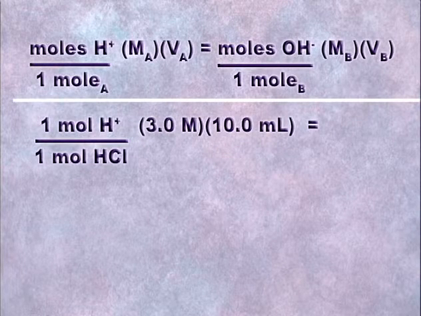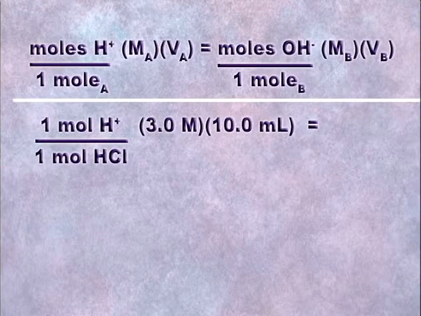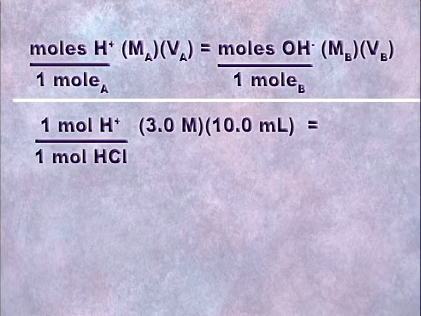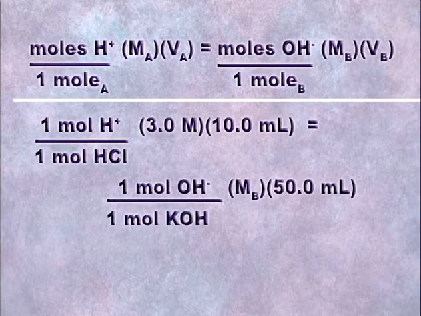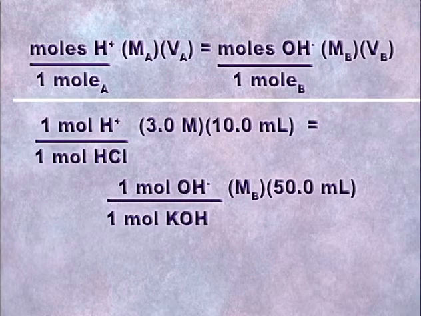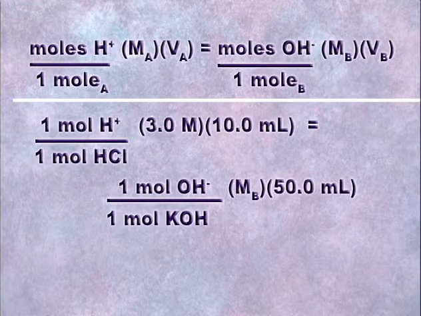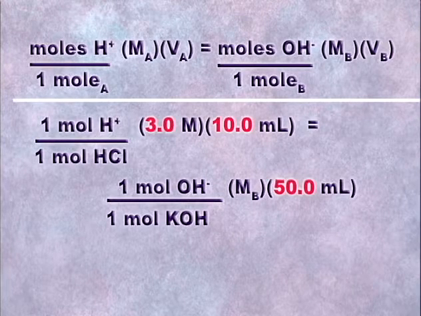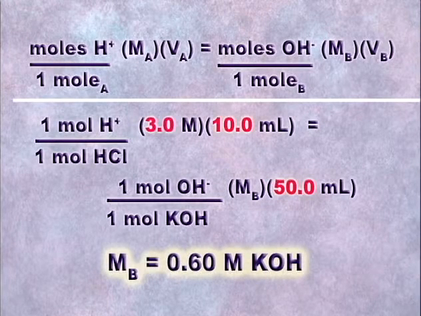You have 1 mole of hydrogen ions for every mole of acid, 3.0 molar acid, and 10.0 milliliters of acid. You have 1 mole of hydroxide ions for every mole of base, an unknown molarity of base, and 50.0 milliliters of base. Multiply 3.0 times 10.0 and then divide by 50.0 to get the molarity of the base to be 0.6 molar. This should be starting to click.